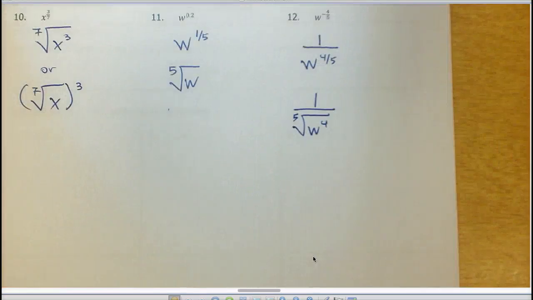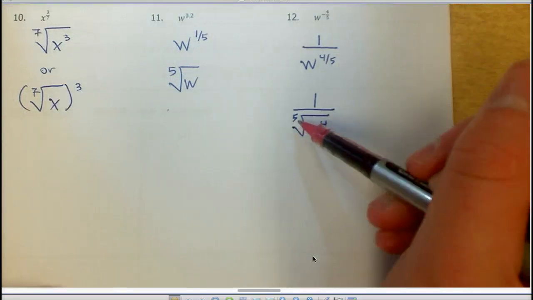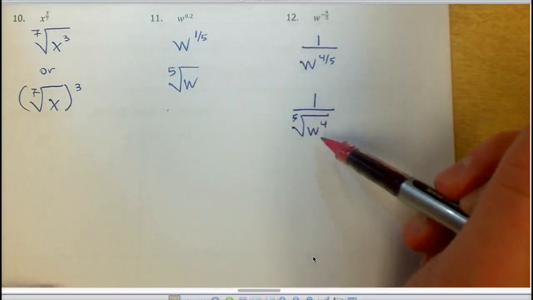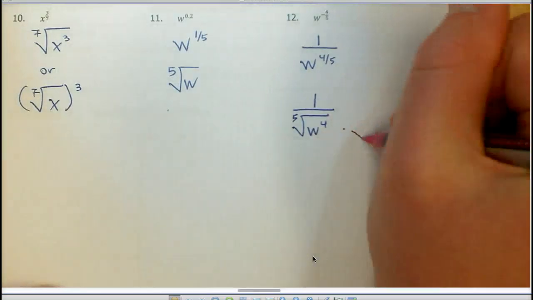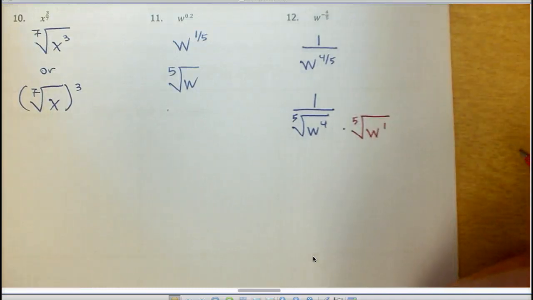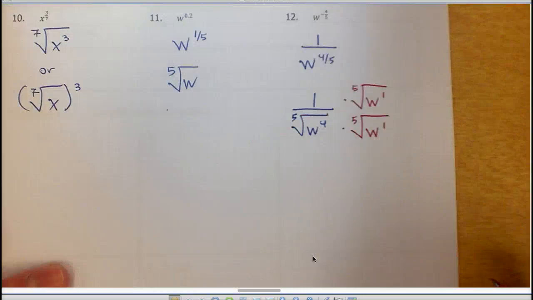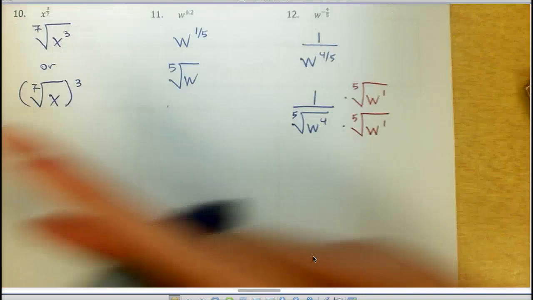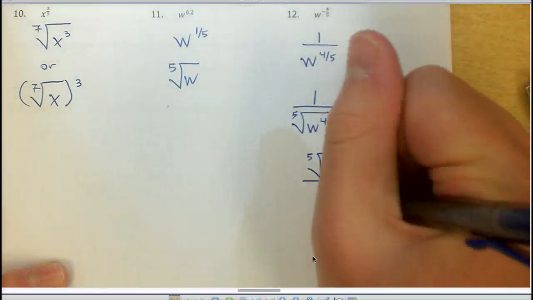And we know from working with fractions and radicals for a few days that you cannot have a radical in your denominator. So now I need to rationalize my denominator. Right now I have a w to the 4th power. My index is 5. That means I want to raise this w to the next multiple of 5 power. So I need to raise it to the 5th power, meaning I'm going to multiply the denominator by the 5th root of w to the 1st in order to raise my radicand to the 5th power. And so that's what I'll do on the top as well. And so I end up getting the 5th root of w on the top over w on the bottom.